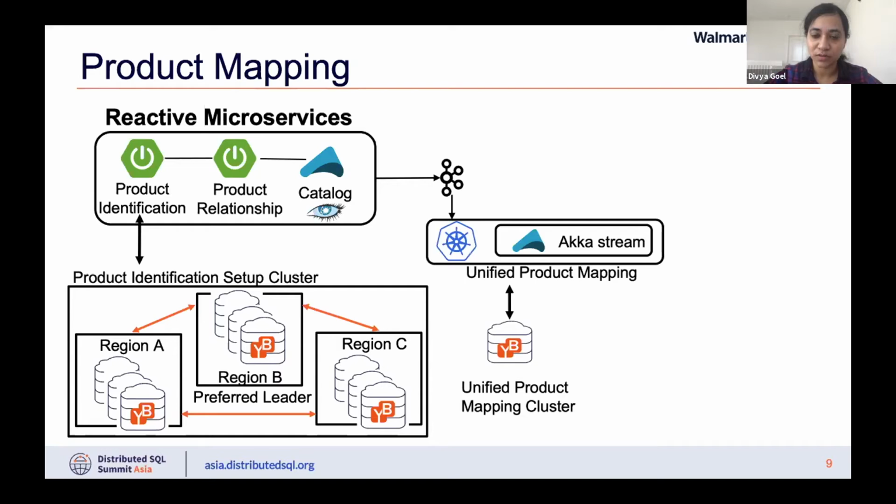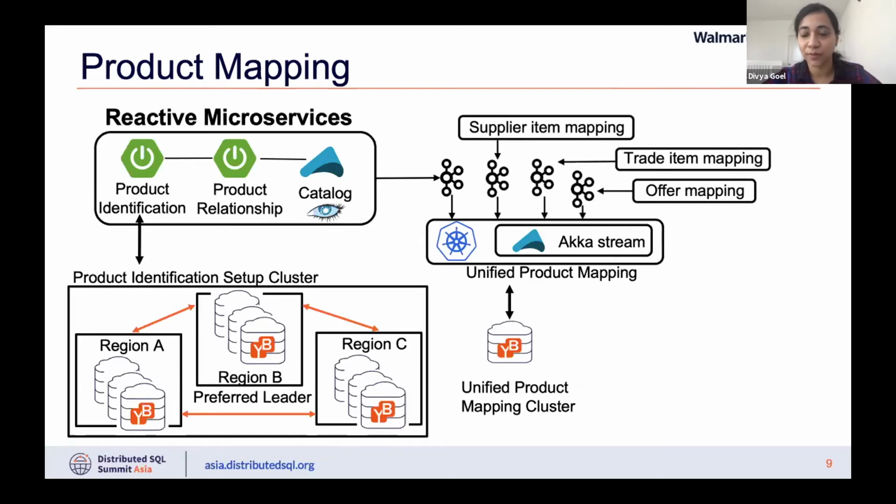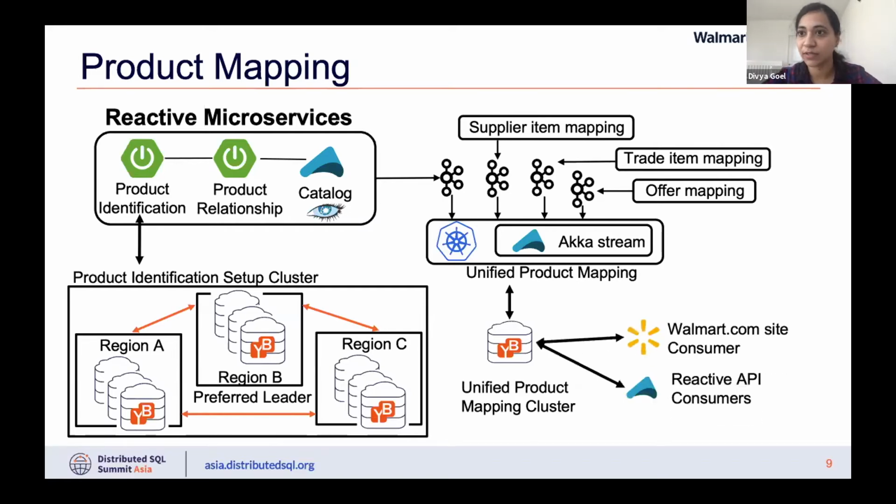For the read-serving cluster, we have unified product mapping, which is responsible for collecting different kinds of mappings: product identification mapping, product relationships, which could be supplier, trade, item mappings, offer mapping, and also the mappings across systems, or transitive mappings. All of those mappings are in another cluster, the unified product mapping, which is a serving cluster. The Akka streams that are responsible for writing, we are deploying in Kubernetes so that we can scale them. And we have different consumers, like the Walmart.com site and different reactive API consumers, consuming from this cluster and giving the data at low latency.